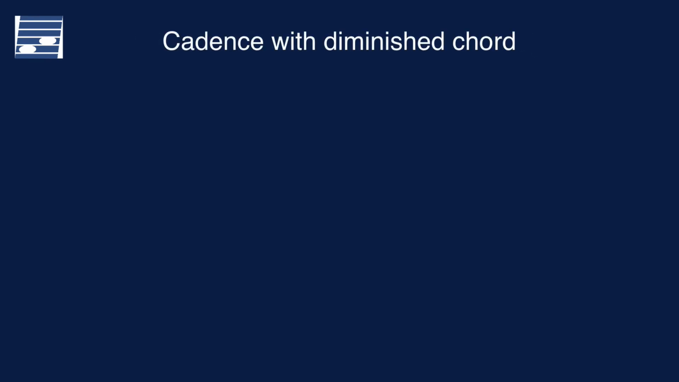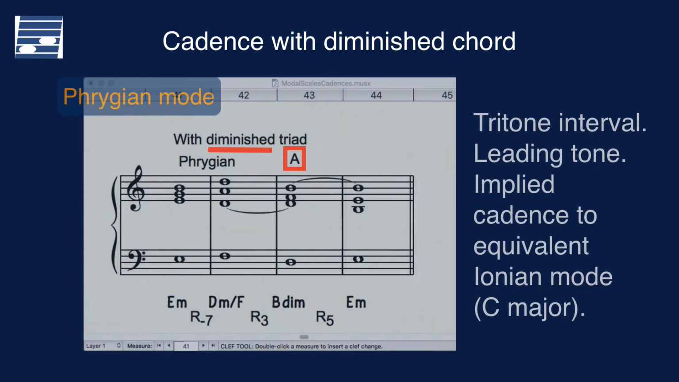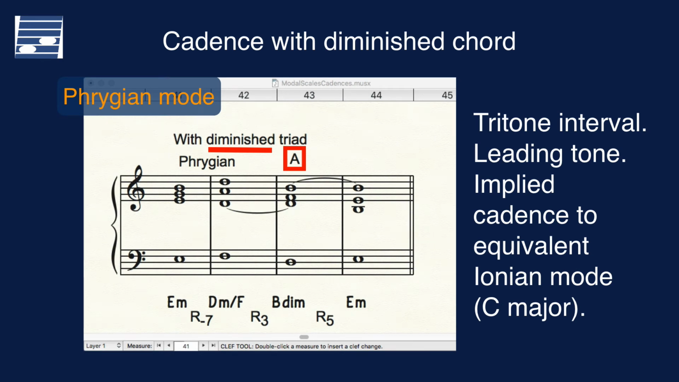Remember the fact that each scale contains a diminished triad that is best avoided for its tritone interval. Let's study that problem in more detail now. Here we see a short example in E Phrygian, closing with a 5/1 cadence.